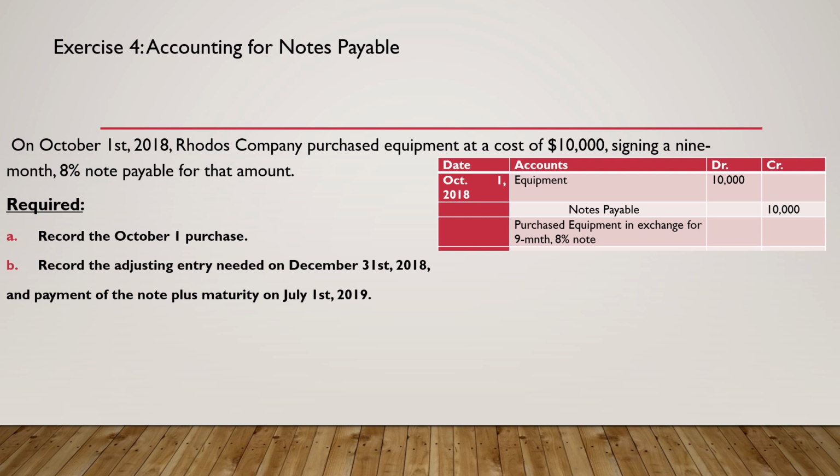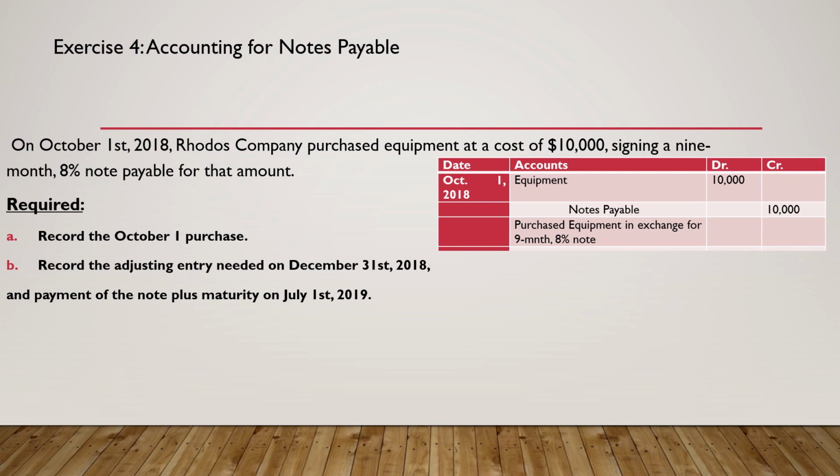B, record the adjusting entry needed on December 31st, 2018, and payment of the note plus interest at maturity on July 1st, 2019. Okay, let's start with the entry for December 31st, 2018. Actually, in 2018, I just got benefit from the loan I took for just 3 months, October, November, and December, since I took this note on October 1st.